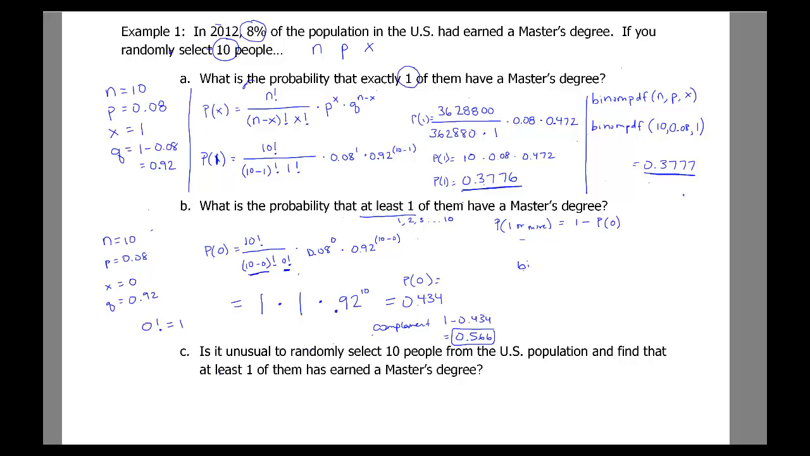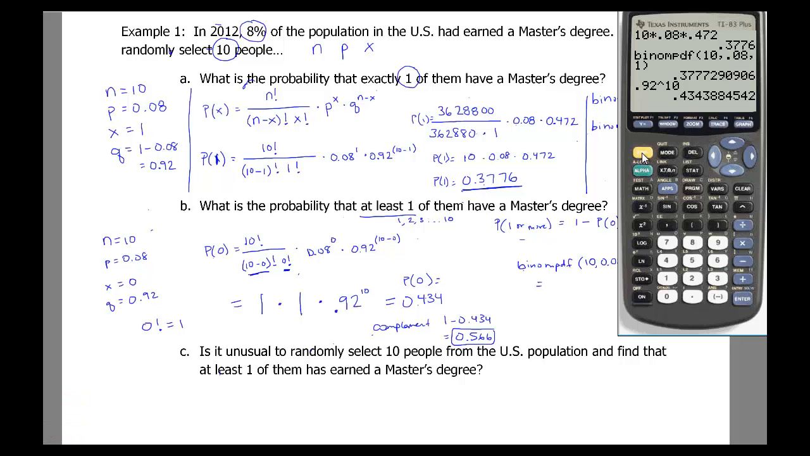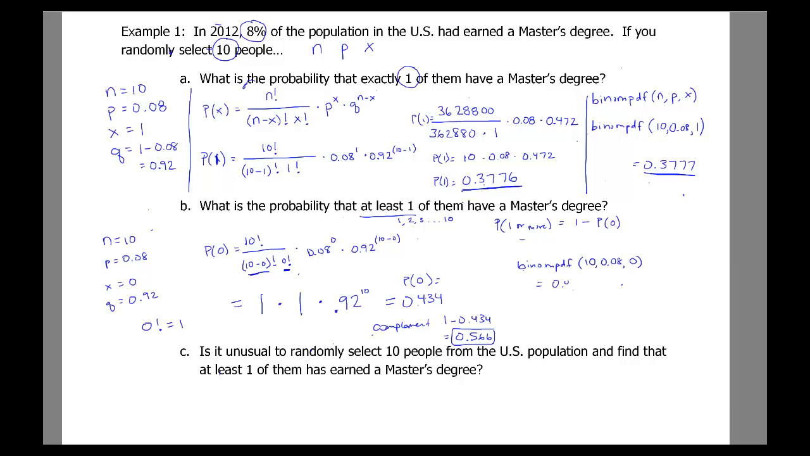So again, a quicker way, let's try it with the calculator function, binomial PDF. N is 10, P is 0.08, X is 0. Again, we're calculating the complement. So second vars for distribution, binomial PDF, N is 10, P is 0.08, and X is 0. We get 0.434. And that's the probability of 0, and we want the complement of that. And there. Those two numbers, again, are the same, or they'd be very close if they weren't exactly the same.